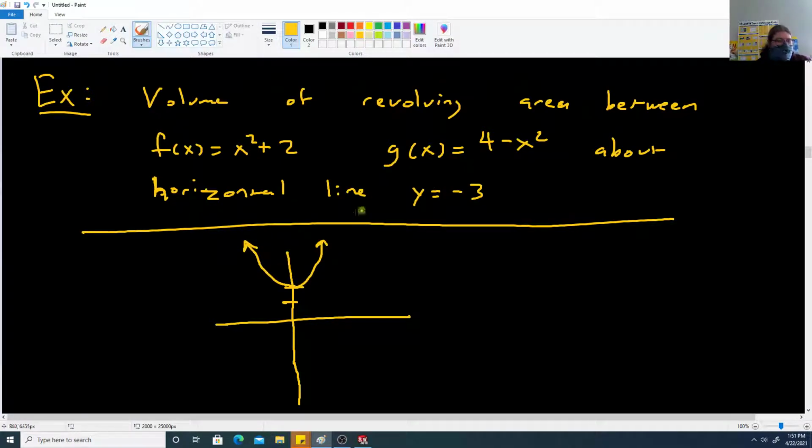We have 4 minus x squared, which will be the parabola that opens downwards like that. So the area in between these two shapes is this region right in here. And instead of revolving these about the x-axis, we're supposed to go down an extra 3 units and revolve these about the line y equals -3.